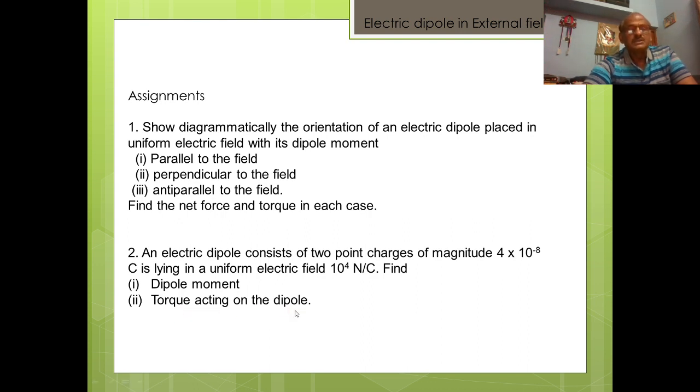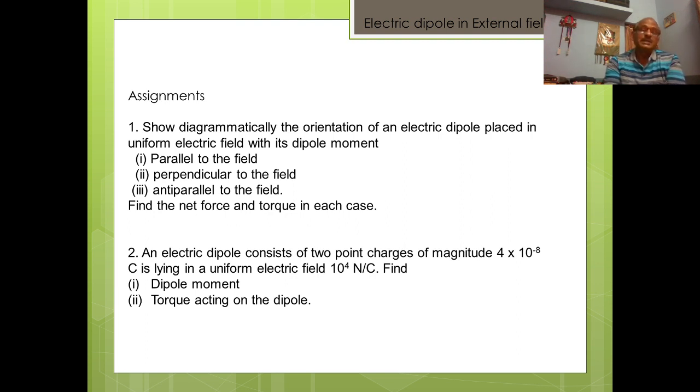In our syllabus, non-uniform electric field is not included, only uniform electric field. So most of the questions will be related to the uniform electric field.